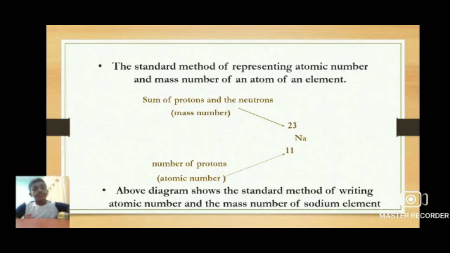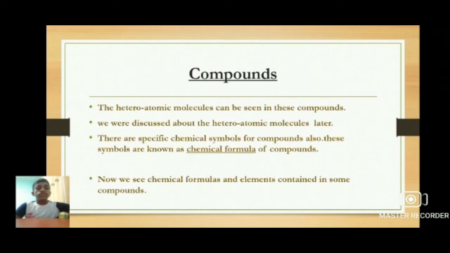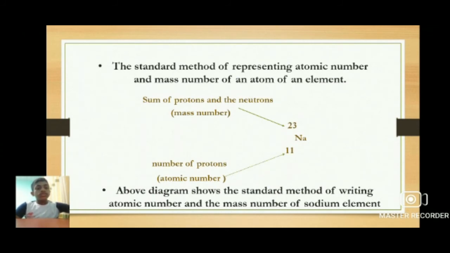Okay, I have given you the standard method of representing the atomic number and the mass number of an atom here. The above diagram shows the standard method of writing the atomic number and the mass number of the sodium element. This is the symbol of the sodium element, that is Na. Above the symbol we can see the sum of protons and neutrons. What is that? That is the mass number. And below the symbol we can see 11, that is the number of protons, that is the atomic number. This is the standard method of writing the atomic number and the mass number of an atom of an element.